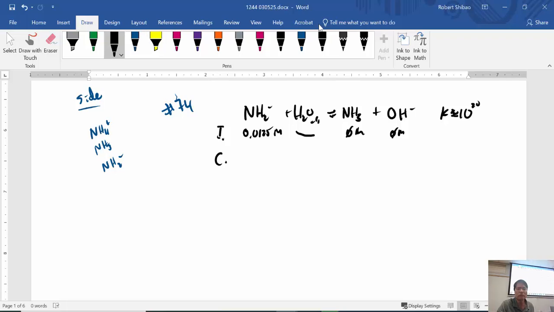And so what we're going to do is go down here. So this is going to be minus X molar. Water we ignore. Ammonia is going to be plus X molar, and hydroxide is going to be plus X molar. Now, in order to use some of these tricks that might simplify the math, I look at how big the change is. And we know that this is going to be heavily product favored.